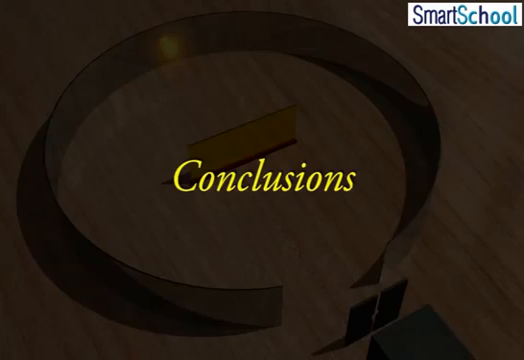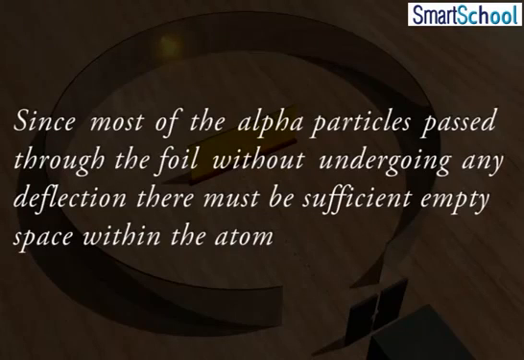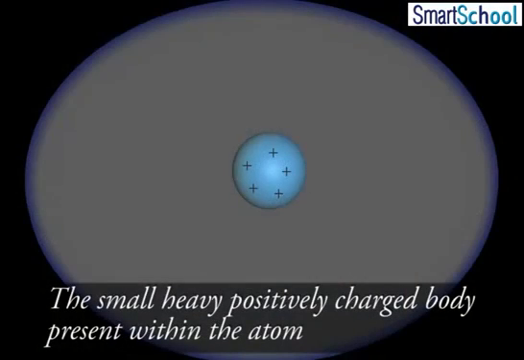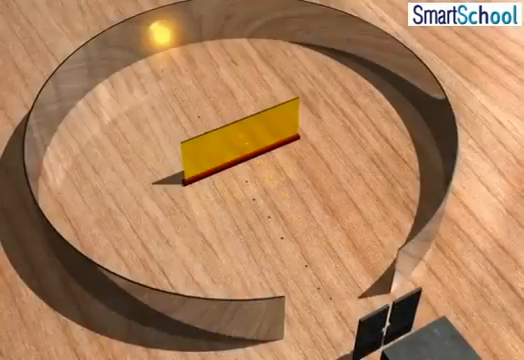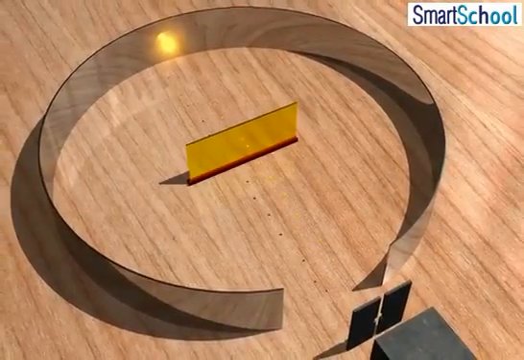From these observations, Rutherford drew the following conclusions. Since most of the alpha particles passed through the foil without undergoing any deflections, there must be sufficient empty space within the atom. This small, heavy, positively charged body present within the atom was called the nucleus. Rutherford's nuclear model of an atom.